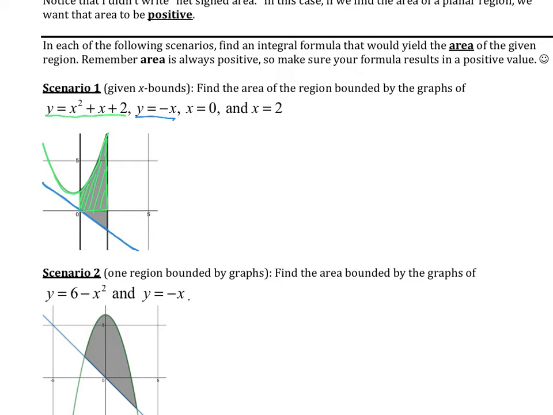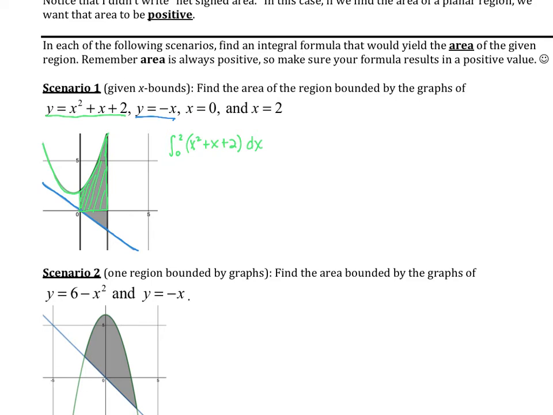Sure. I could write the integral from 0 to 2, because those are my upper and lower bounds, of x squared plus x plus 2, I may throw parentheses around that, dx. So if I wanted to find just that green area, I could do that. All right, what if I want to talk about the area under the curve for the second function, the y equals negative x, that blue function?